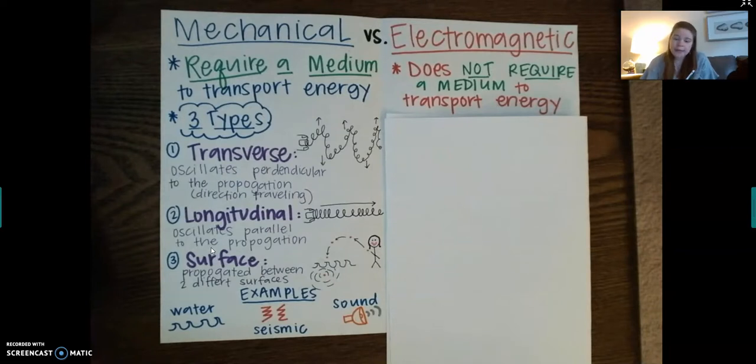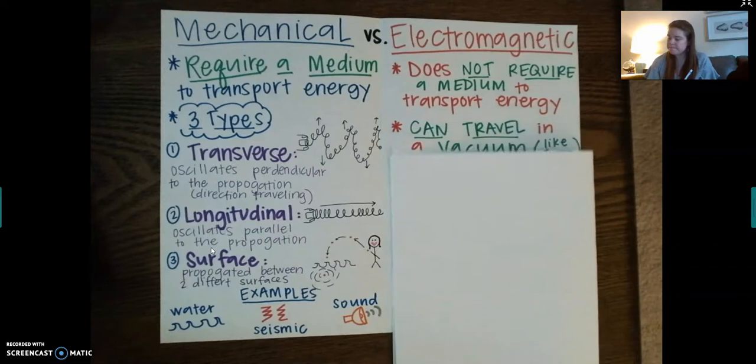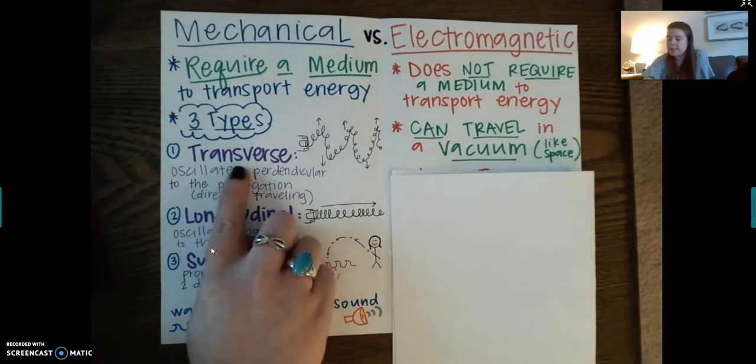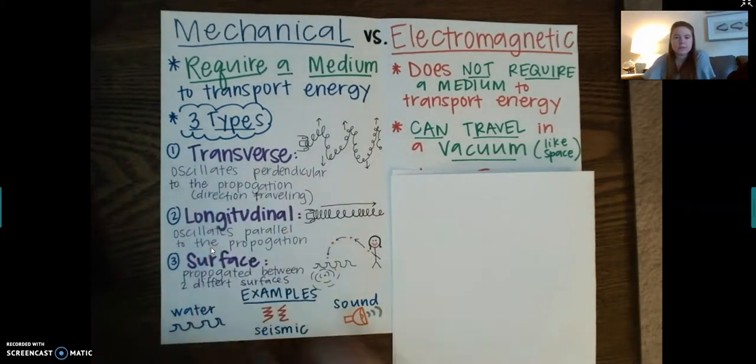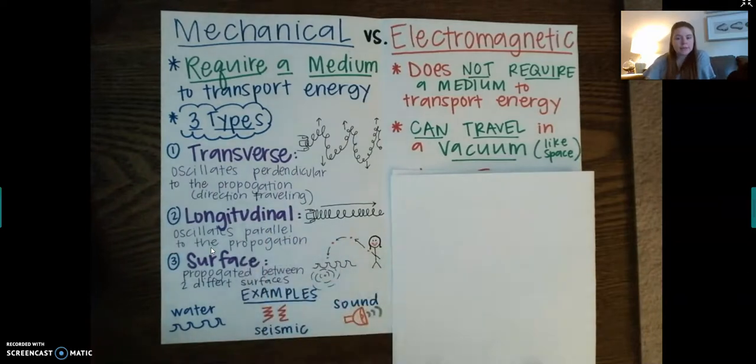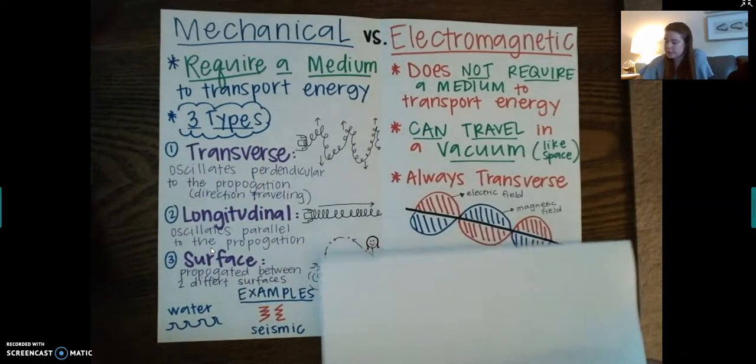Back to electromagnetic waves. They can travel in a vacuum like space. And we've talked about that. They're going to always be transverse. So we see some mechanical waves can be transverse, but they can also be other types of waves. Electromagnetic is going to always be transverse.